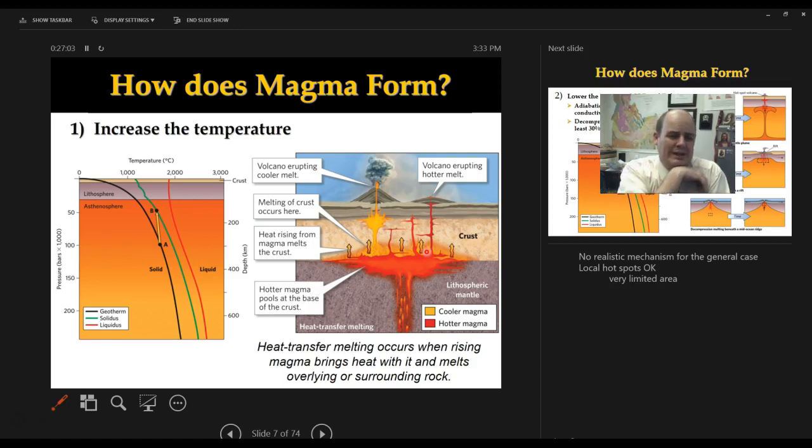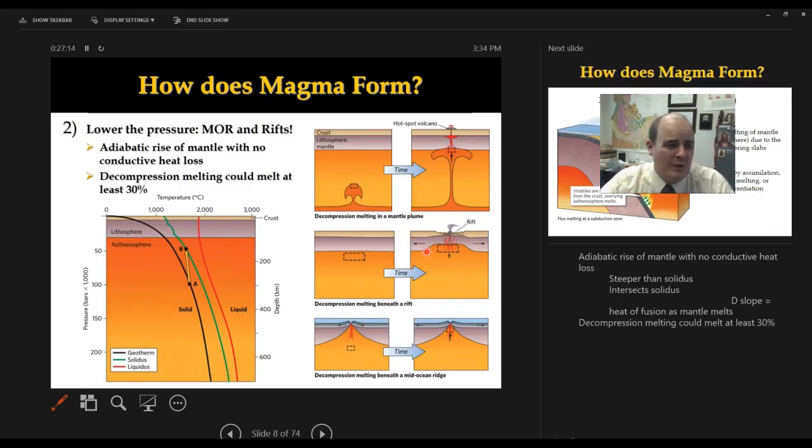The temperature one is not that big of a stretch for people to understand. The higher temperature you have, the more potential for a magma that you can have. Okay. The next one, which is one that people have a hard time with, is the pressure. And this is if you change pressure, you can actually have induced melting.